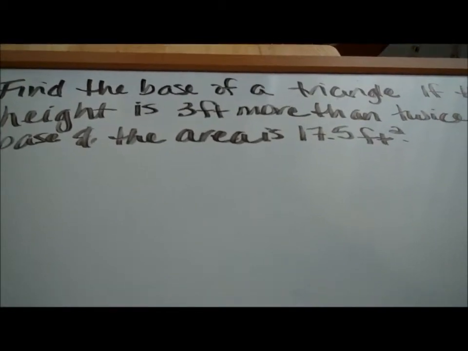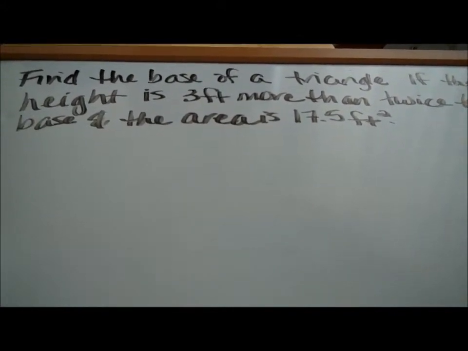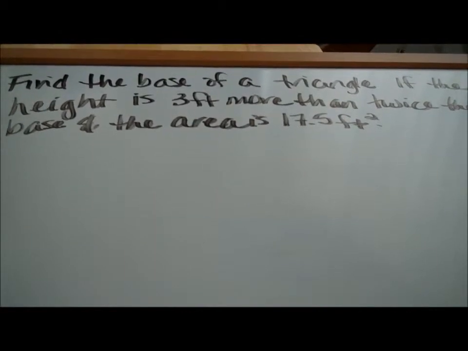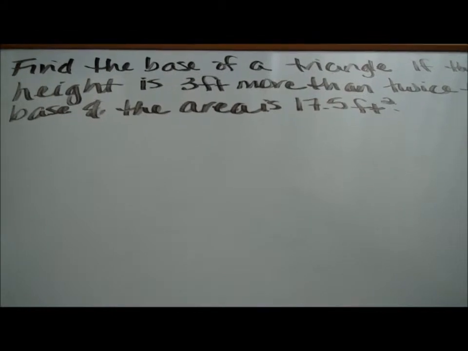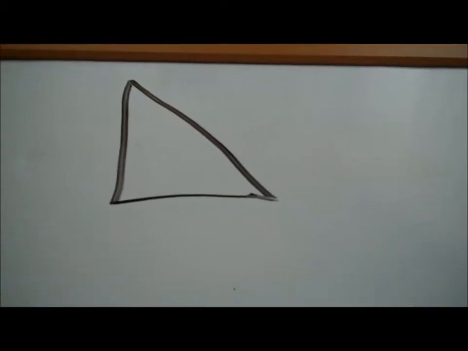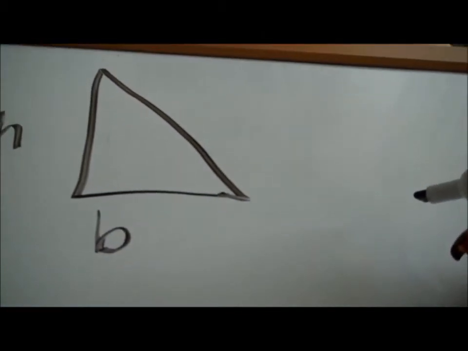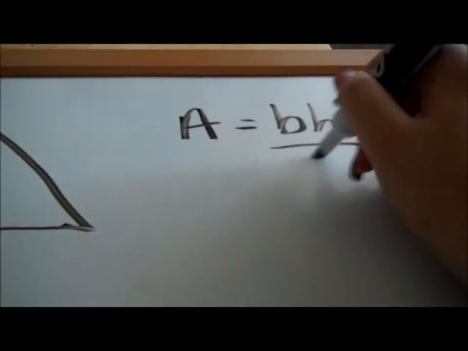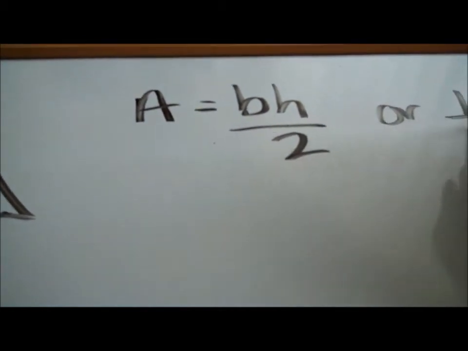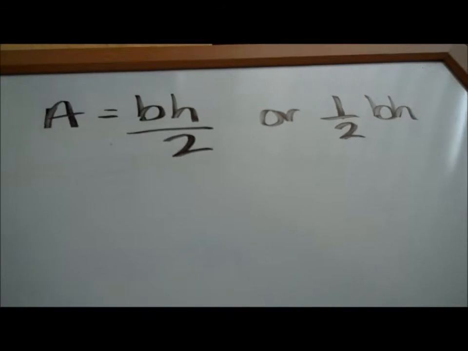Okay, a little bit of a word problem here. Find the base of a triangle if the height is 3 feet more than twice the base and the area is 17.5 feet squared. Okay, in this question it refers to a triangle, its base and its height and area. So right away you should be writing down A equals base times height divided by 2, or 1/2 base times height. Either equation is okay to use.